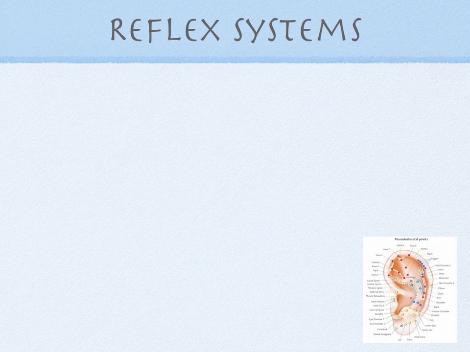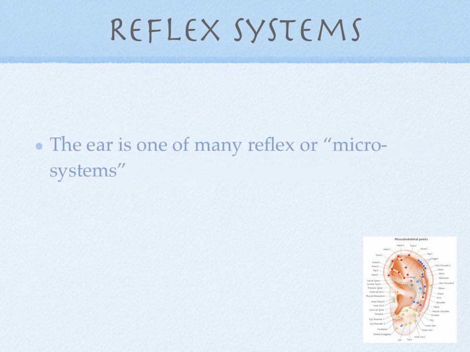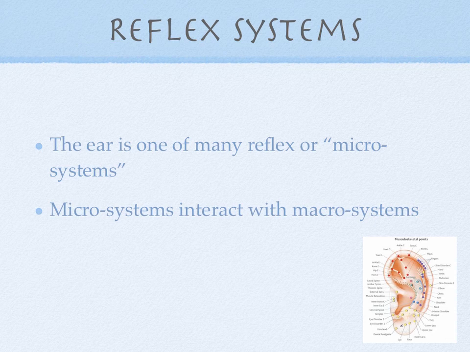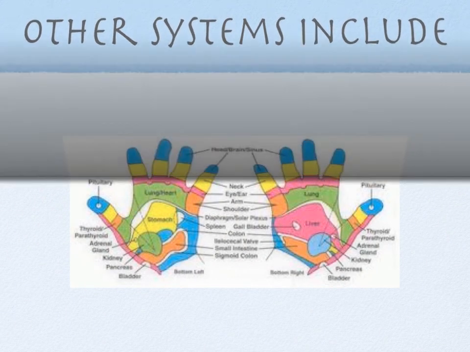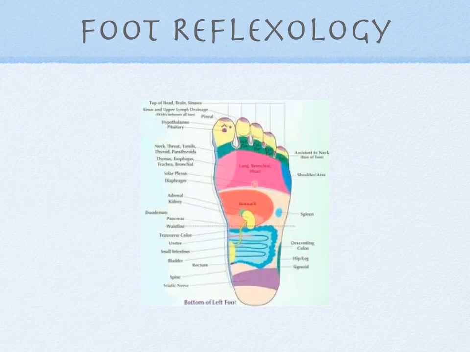So, just a little background on reflex systems. The ear is just one of many reflex systems, or sometimes they're called microsystems. And these microsystems interact with the macrosystems of the body. So the liver reflex in the ear interacts with the actual physical liver in the body. So other systems include the hand as a reflex system. Probably the most popular and well-known is foot reflexology as a reflex system.